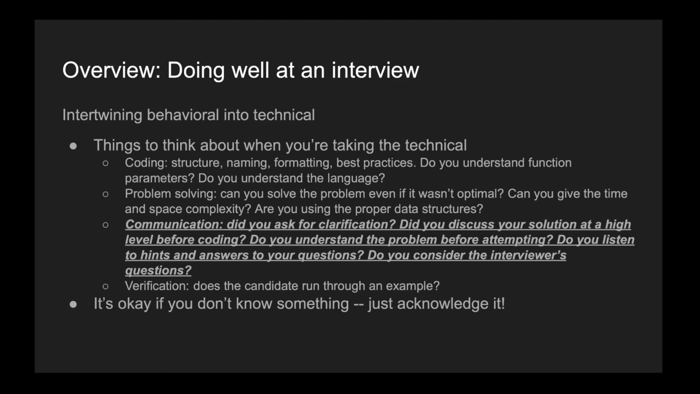So it's better to acknowledge that you know that something exists, even if you don't know the name, than to not acknowledge it. Because then the interviewer will really start to think that maybe you don't really understand the language.